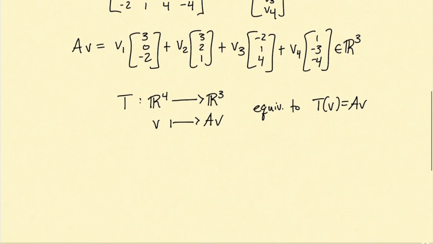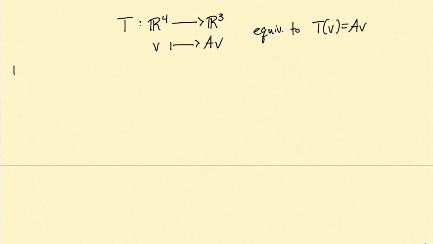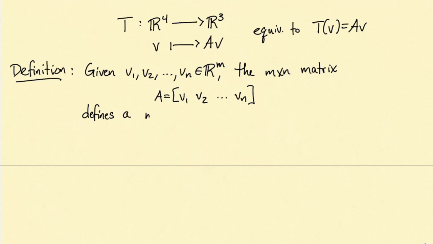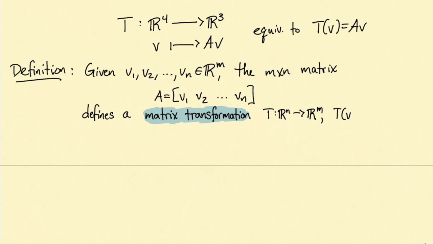Now, there's nothing particularly special about this matrix A here. In fact, if we take a general matrix, which is composed of n m-dimensional vectors, v1 through vn, then such a matrix will always define what we call a matrix transformation, T, which accepts n-dimensional vectors as input and outputs m-dimensional vectors, defined by T(v) = Av. So these are going to be essentially the fundamental functional building blocks for this course.